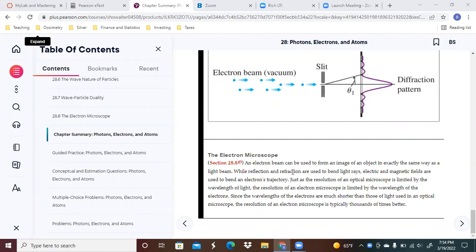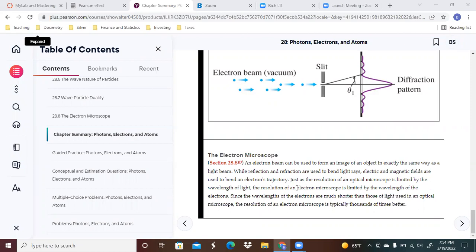An electron beam can be used to form an image of an object in exactly the same way as a light beam. While reflection and refraction are used to bend light rays, electric and magnetic fields are used to bend an electron's trajectory.